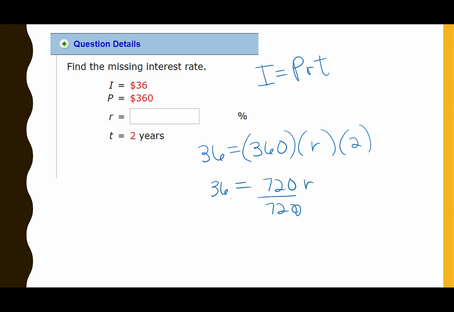Divide both sides by 720, and we have the decimal 0.05, but a rate is a percentage. And so one more step, I want you to change that decimal into a percent, either by multiplying by 100 or moving the decimal 2 places to the right, but the R as a percentage would be 5%.